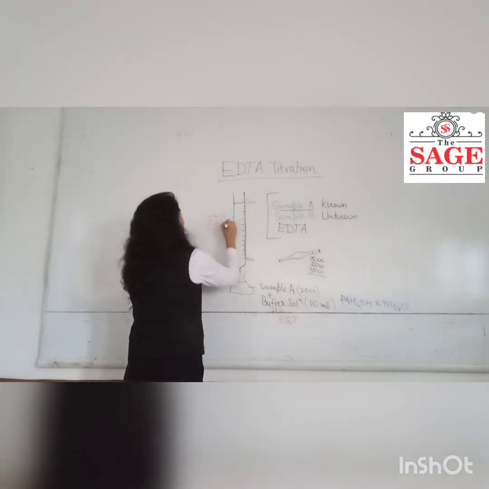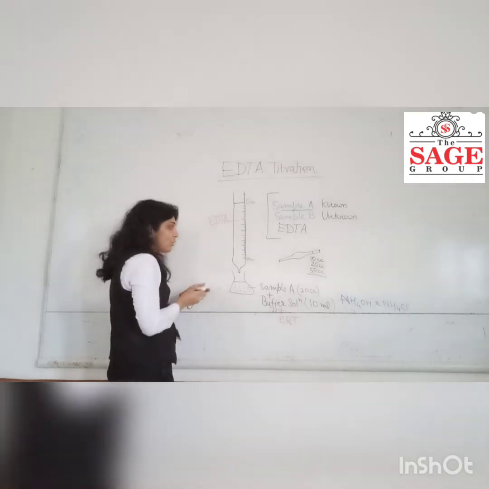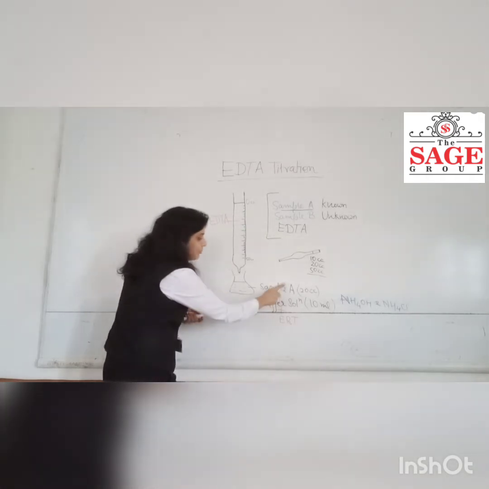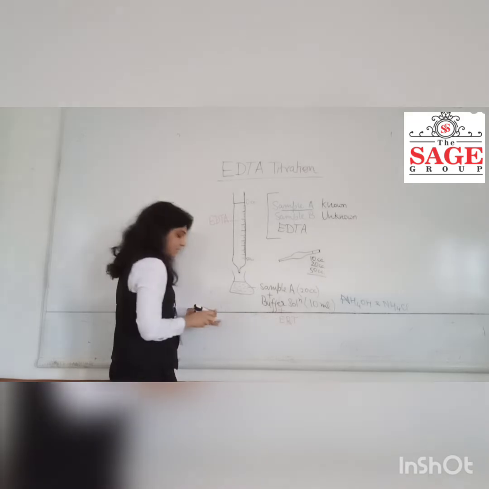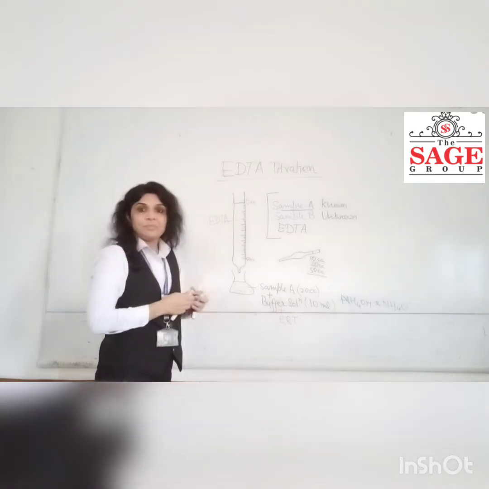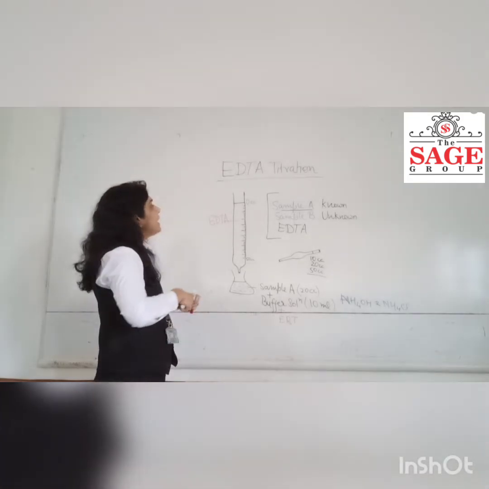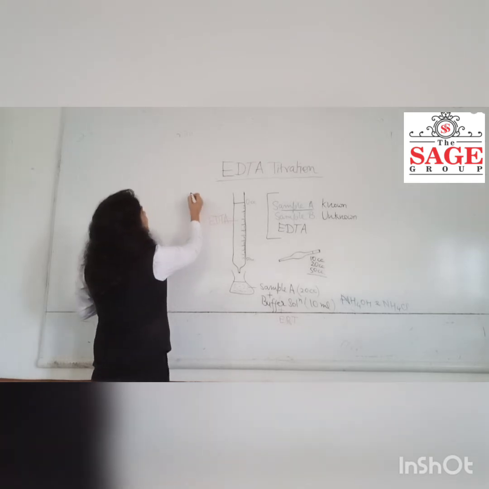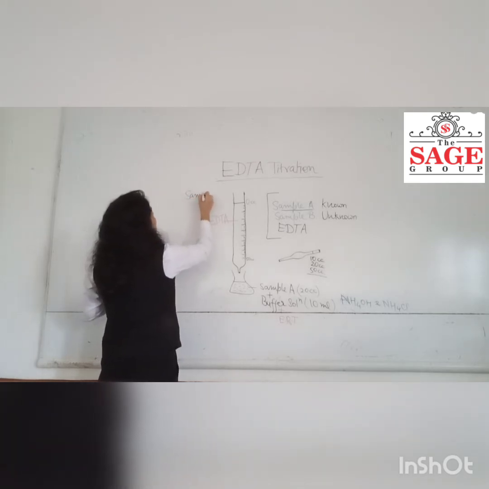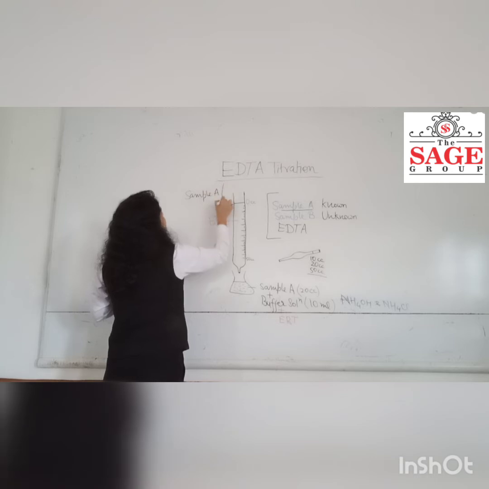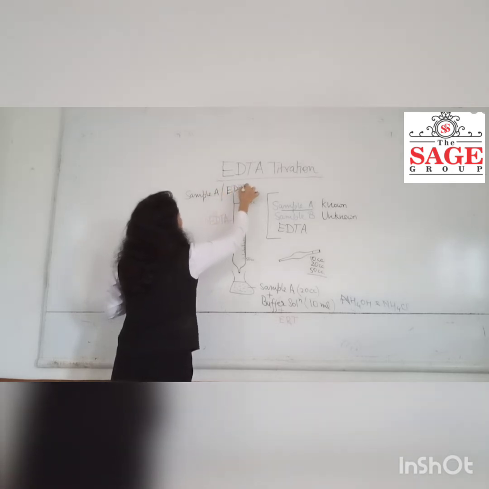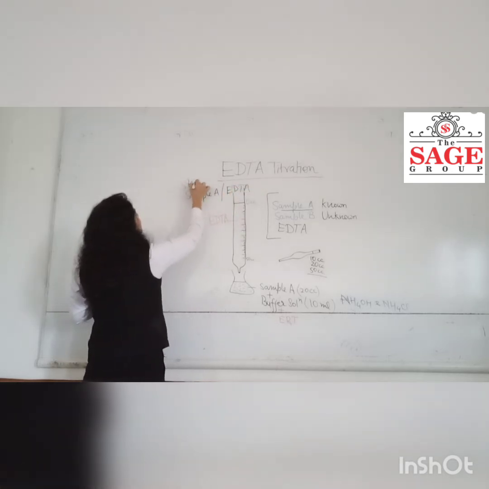We have filled our burette with EDTA. In the conical flask, we have taken sample A, buffer solution, and EBT. So this is our step 1. In step 1, we are titrating sample A against EDTA.